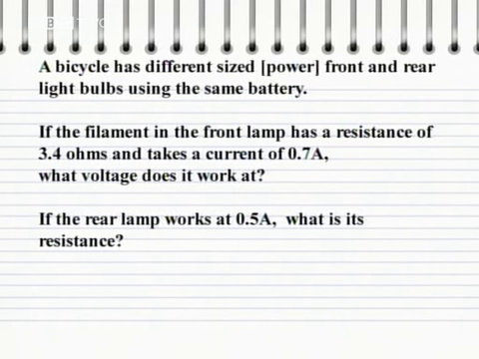Here's a sample question that uses Ohm's law. A bicycle has different sized bulbs for the front and rear lights, using the same battery. If the filament in the front lamp has a resistance of 3.4 ohms and it takes a current of 0.7 amps, what voltage does it work at? The rear lamp works at 0.5 amps. What is its resistance?